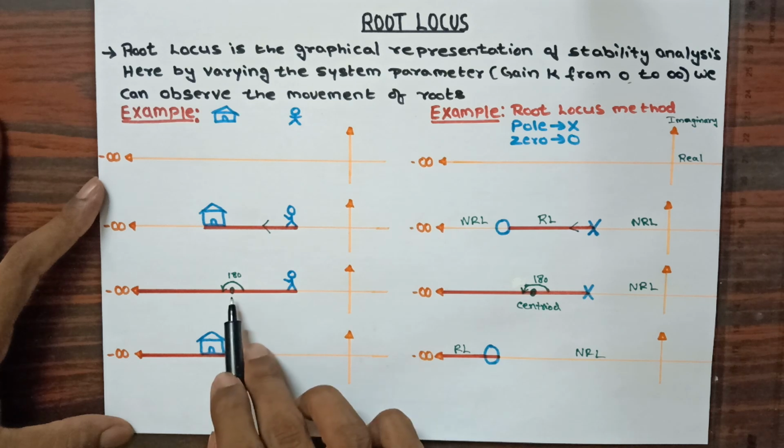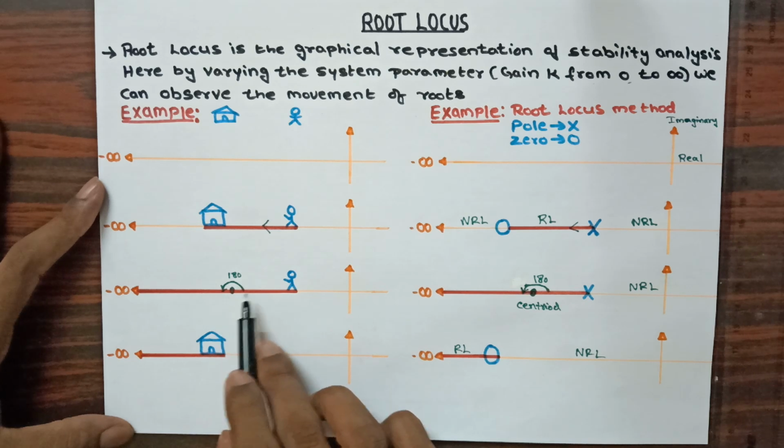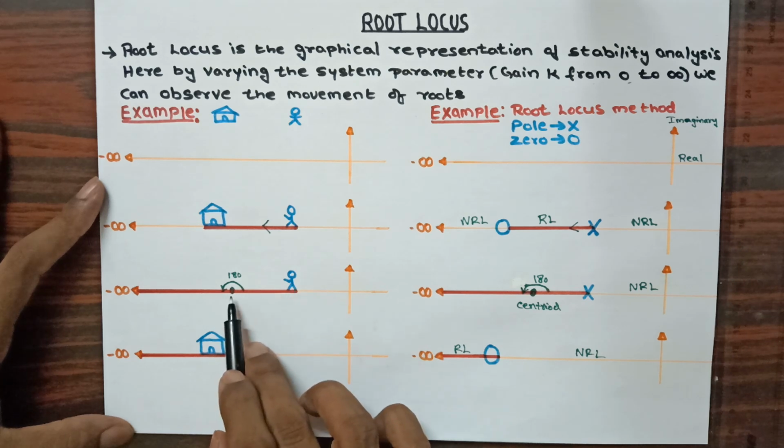In this you can see here, to provide an angle, I need to consider a point. With respect to that point, I need to provide an angle for this asymptote. The point that I am considering to draw an angle, that point we'll call a centroid.